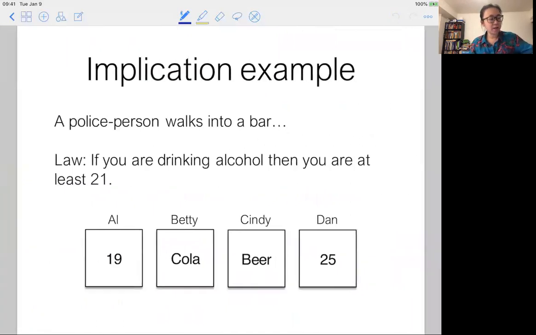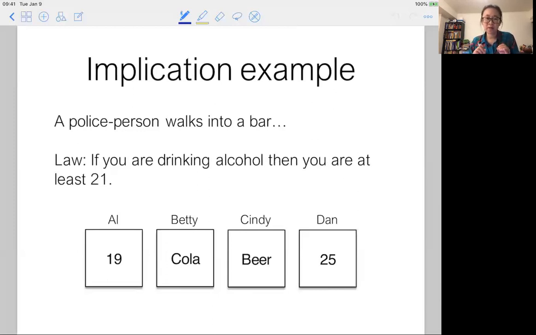So now let's look at problems surrounding implications. Well, there's always this joke, so-and-so walks into a bar. So let's look at one example here. A police officer walked into a bar, and then the police collected the following information. The law says if someone is drinking alcohol, then that person is at least 21 years old. What the police has observed is Al is 19 years old, Betty is drinking cola, Cindy is drinking beer, and Dan is 25 years old.